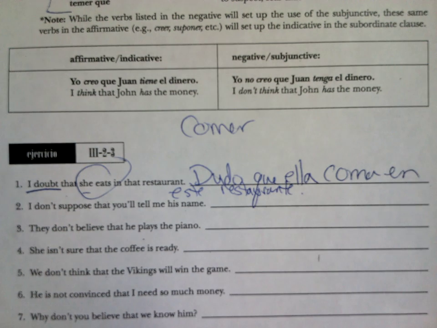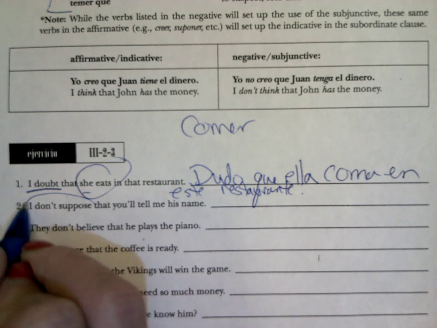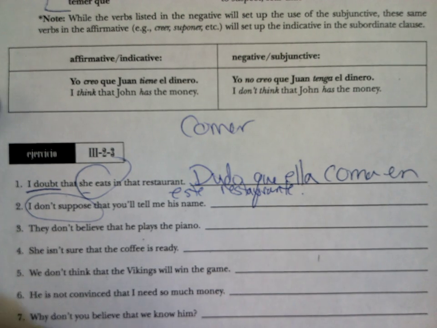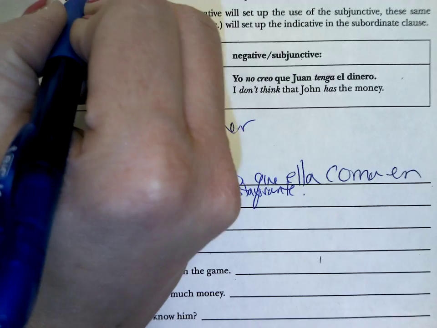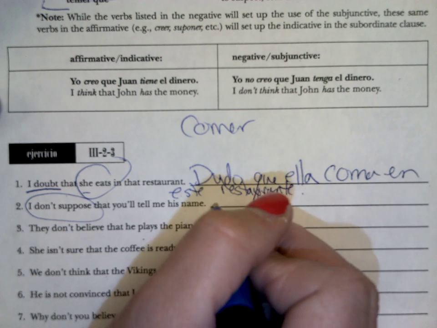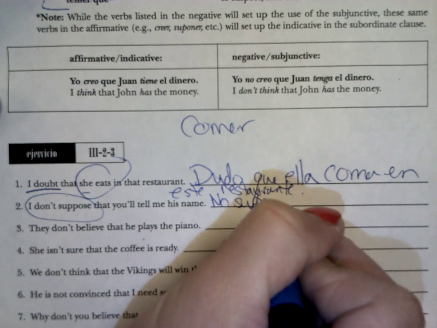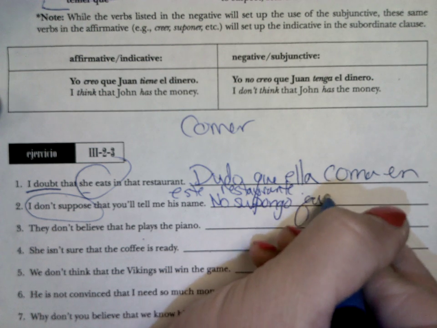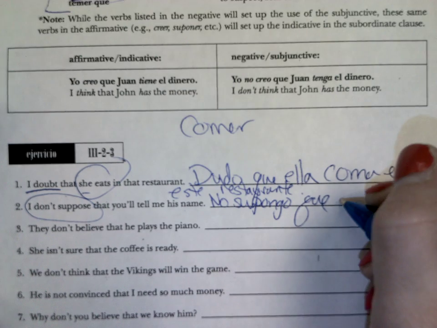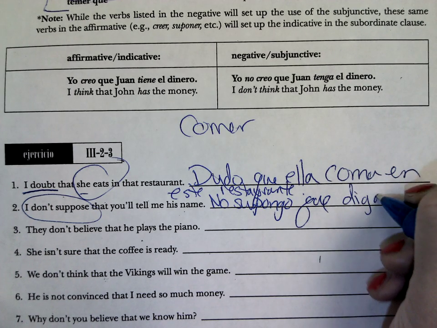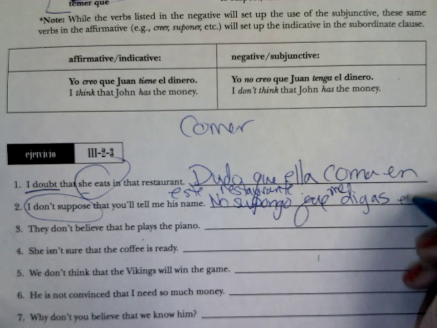Let's take a look at the next one. I don't suppose that you'll tell me his name. I don't suppose. Not one of them that I gave you, but to not suppose is right up here. No suponer que. Now the verb poner is in it, so the yo form is no supongo que, and then it's you will tell me. Now, even though that's future in English, in Spanish, it's subjunctive. So what's the verb for to say or to tell? It's decir in the tú form, digas. Who will you tell? Me digas el nombre.